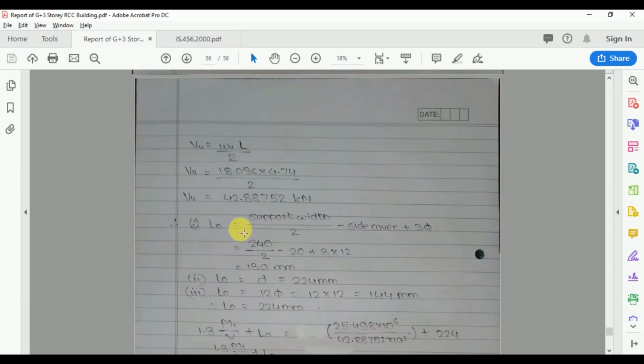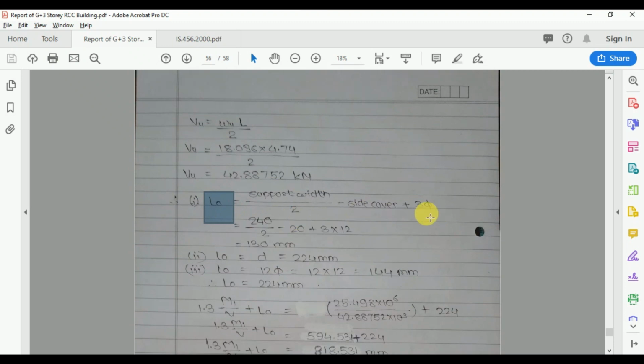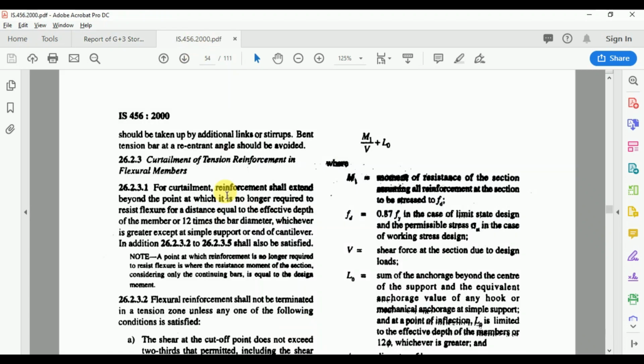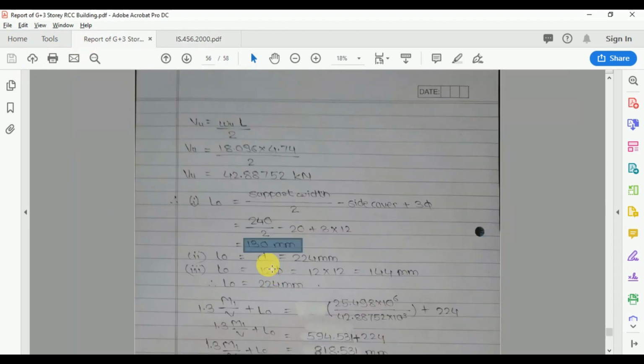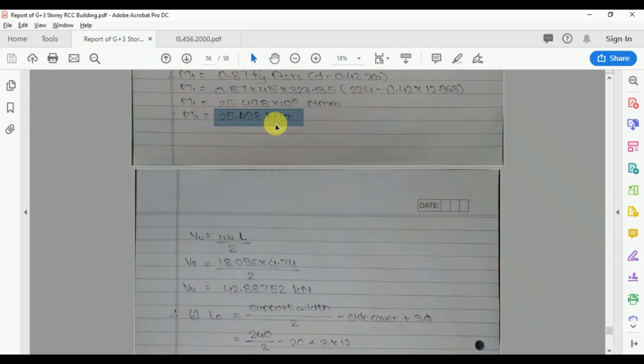So now we need to calculate the value of L0. The value of L0 is support width divided by 2 minus side cover plus 3.5. So here the value of L0 comes to around 130 mm. Whereas as per the codal provisions of the Indian Standard, L0 should not be less than the effective depth or 12 into φ. Here the effective depth is 224 mm, and 12 into φ is 12 into 12, that is 144 mm. So we need to consider the higher value, that is 224 mm. So L0 is 224 mm, Vu is 42.88 kilonewton and M1 is 25.498 kilonewton meter.